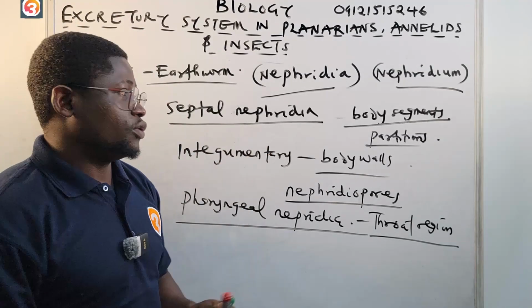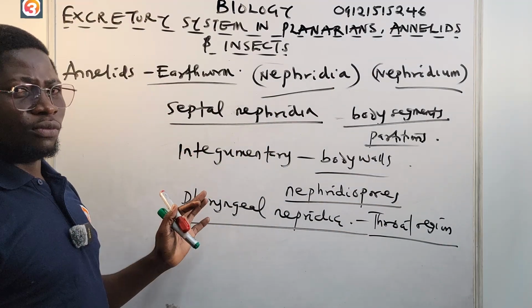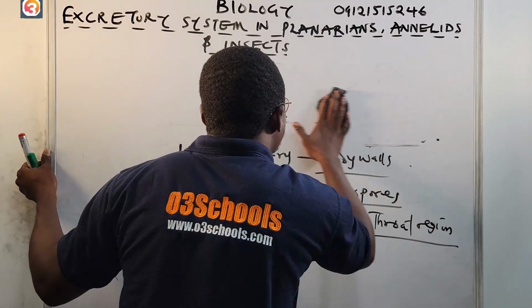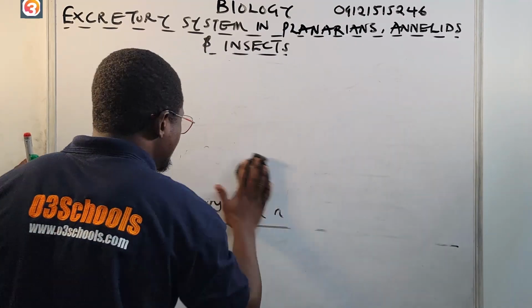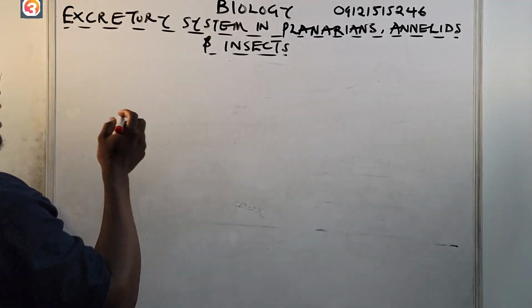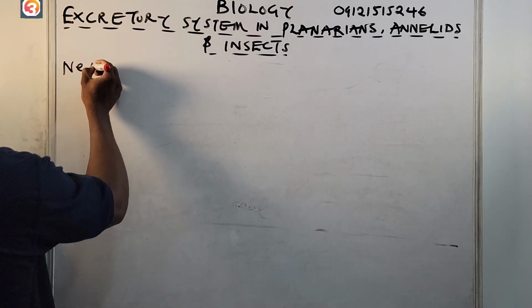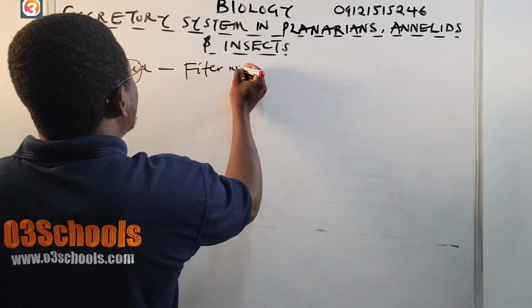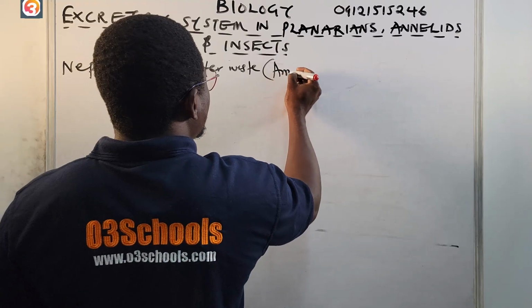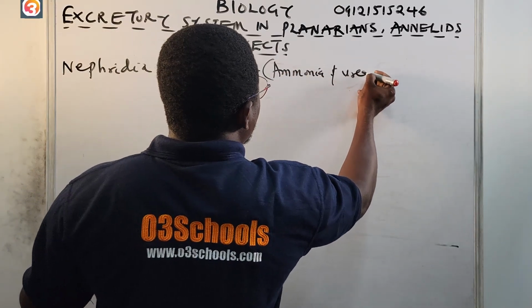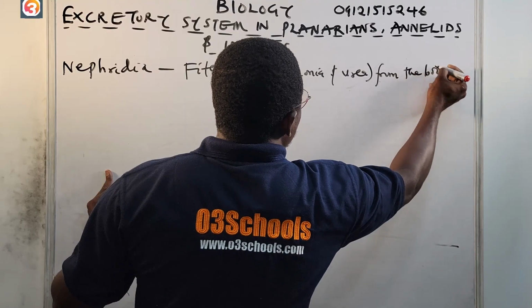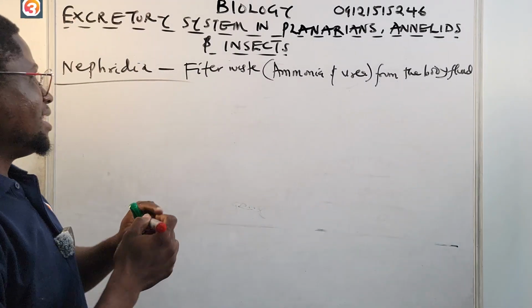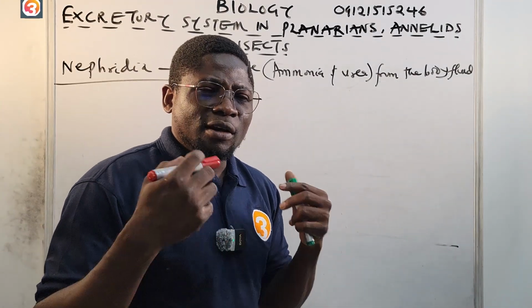So now, how does this system work? We have seen what the nephridia of the earthworm consist of, but how does the system work? Number one, it starts with the nephridia itself. The first stage is with the nephridia, and the nephridia will help to filter waste like ammonia and urea from the body fluid. So that's where it starts from.